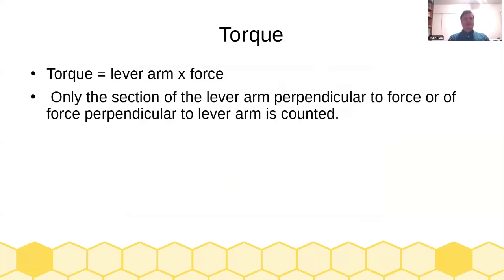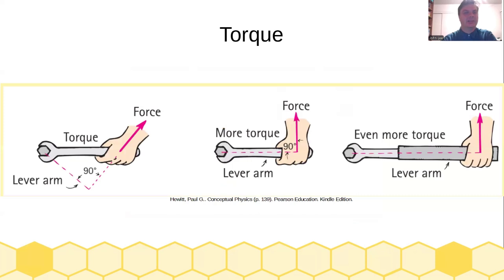Our second point of comparison is torque, which is the equivalent of force and is equal to the lever arm times the force. Only the section of the lever arm that's perpendicular to the force, or a force that's perpendicular to the lever arm, is counted when you're calculating torque. In our first example here, we have force not being applied perpendicularly to the lever arm, where the lever arm is the wrench. Because of that, it's not going to have as much torque. It's not going to have the same ability to change the rotation of the object as if you were applying a force perpendicular to the lever arm.